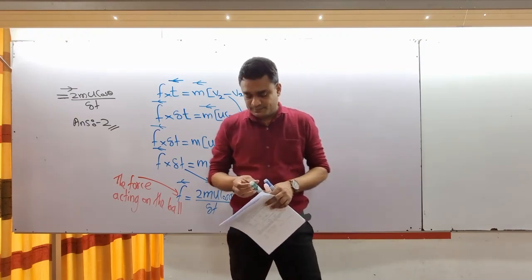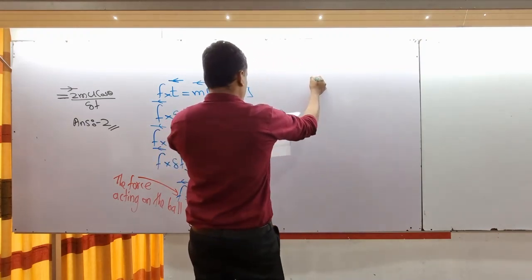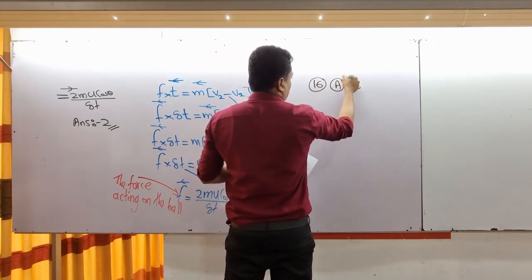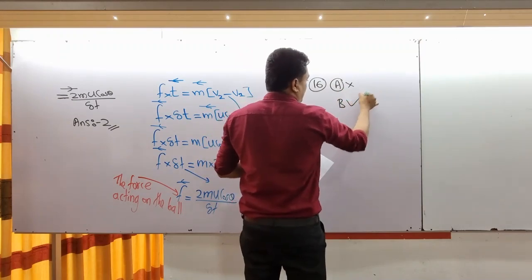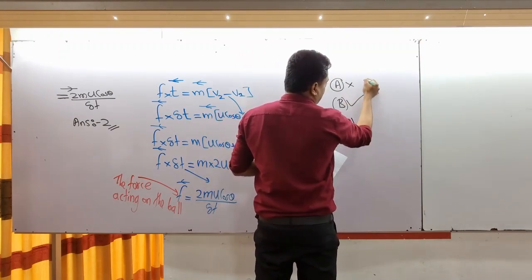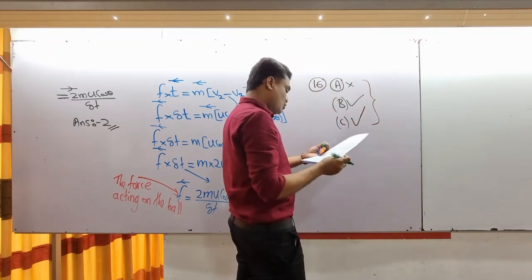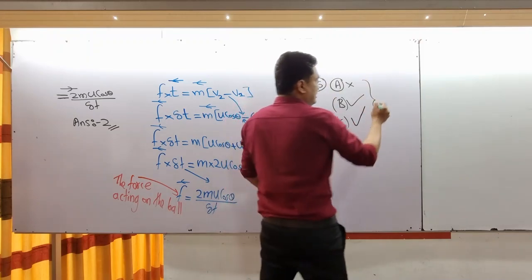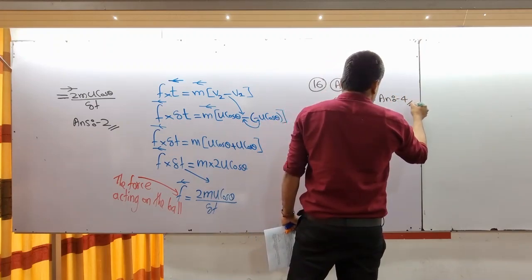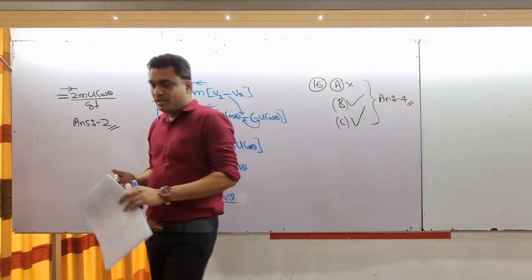Okay, dear? So, for question number 16, A is wrong, B is correct, C is correct. Please write like this. Therefore, what is the correct choice? Only B and C. The answer is O. Only B and C are correct.